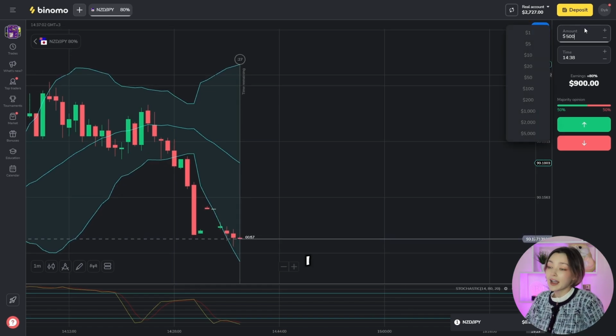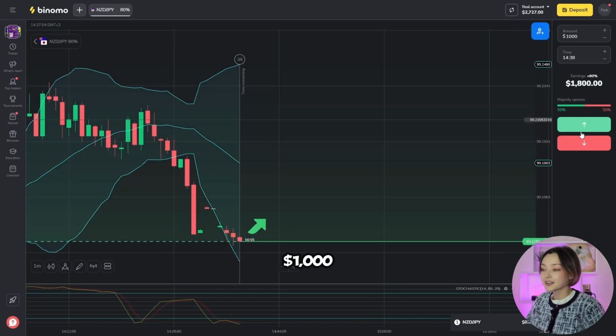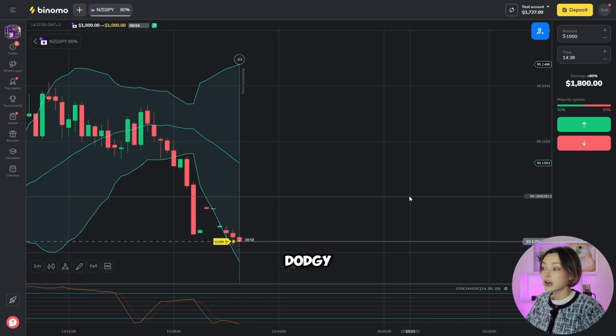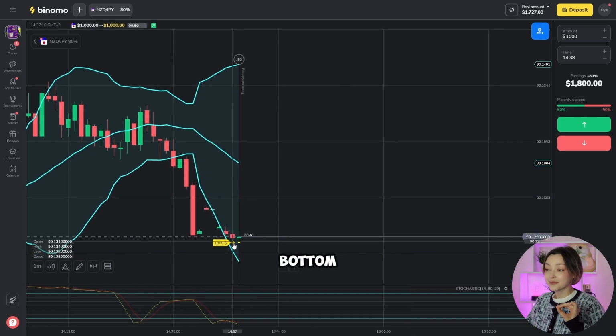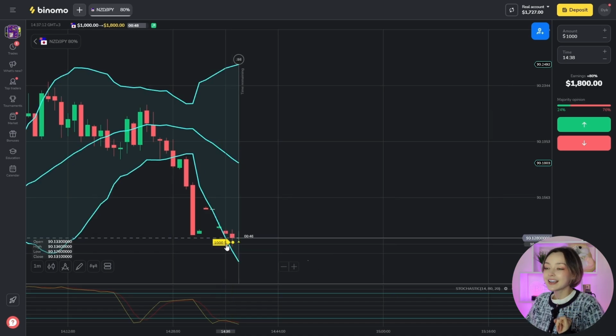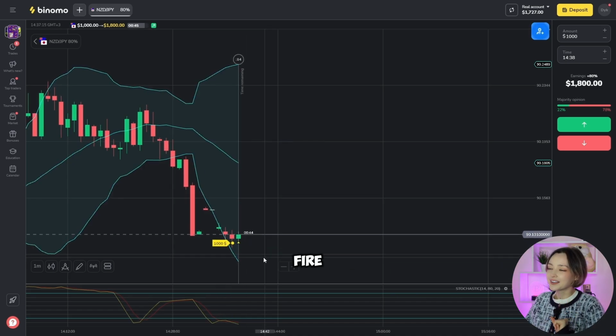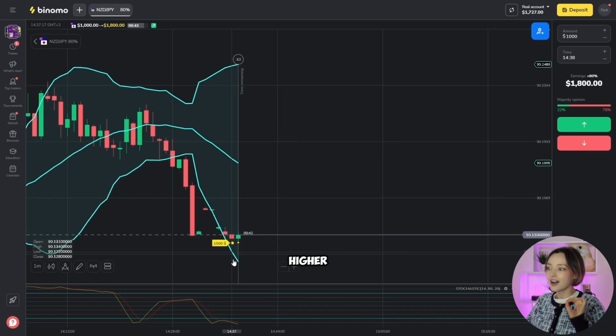The trade failed. I opened a covering one with $1,000. We can also see that a doji candle has formed here. A candle with a large shadow at the bottom and a small body. This candle tells us that there's a strong buyer in this area that will drive the price higher.